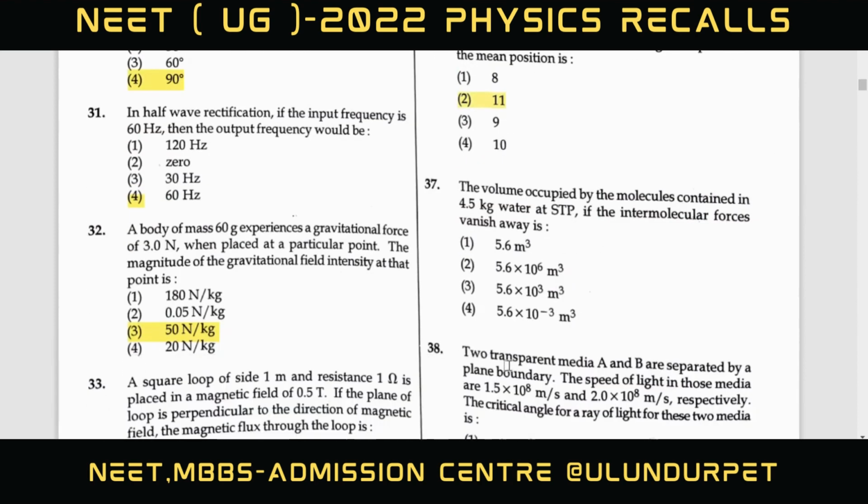37. The volume occupied by the molecules contained in 4.5 kg water at STP, if the intermolecular forces vanish away, is? The answer is option 1.